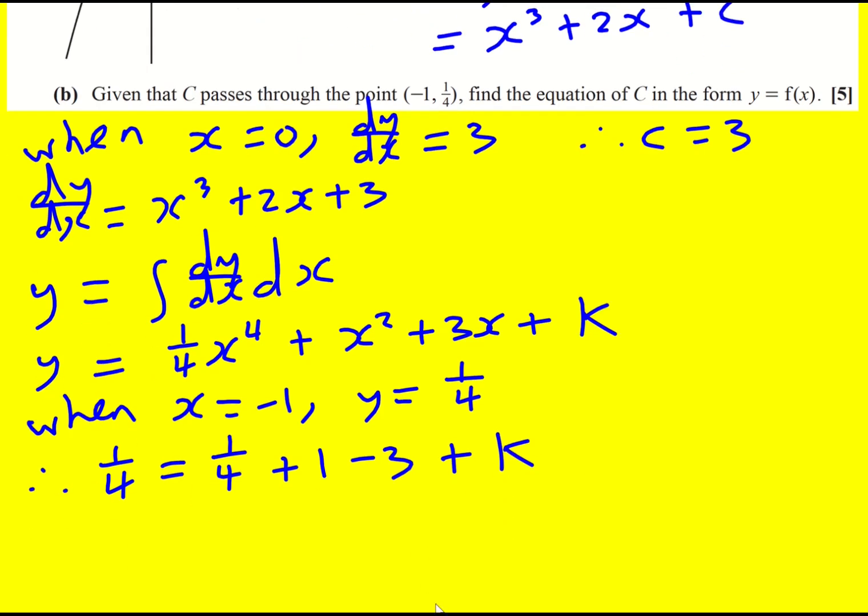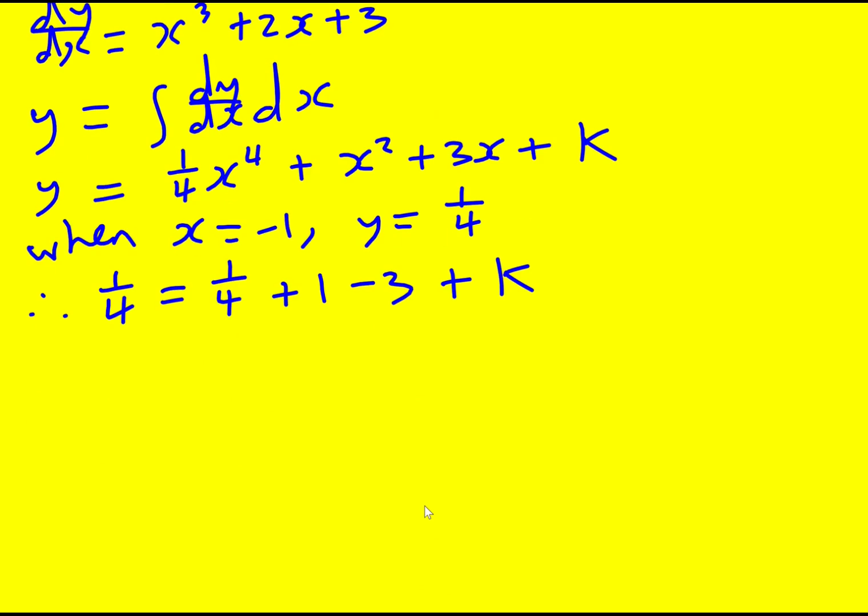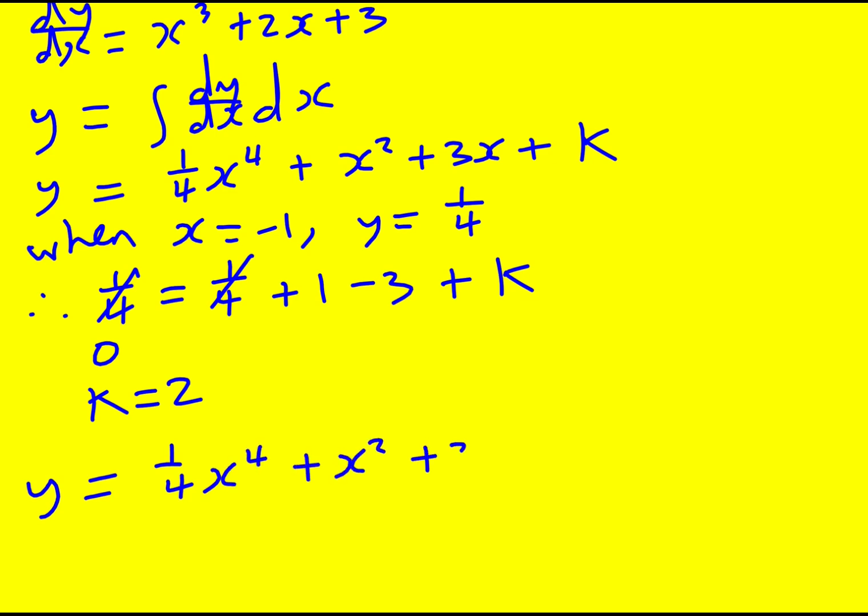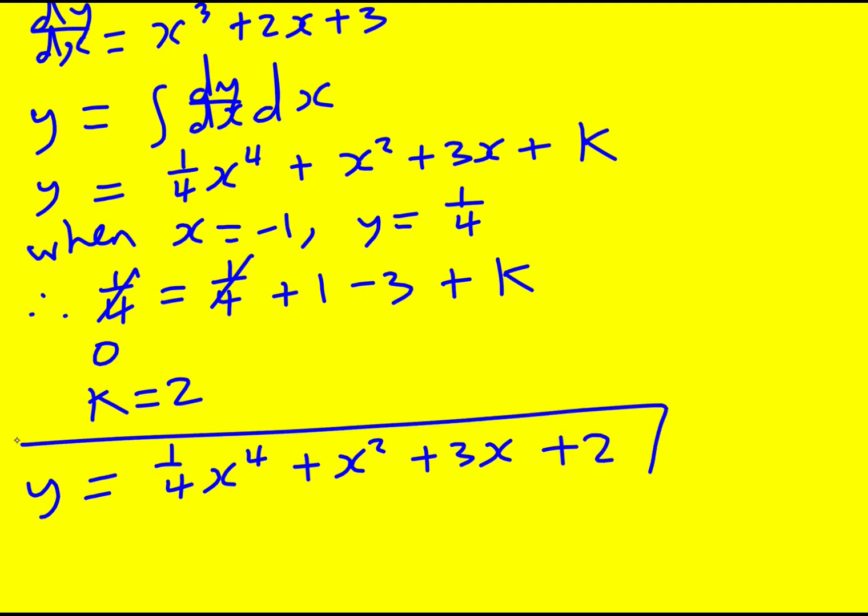Of course, you can use your calculator as needed here. These are actually going to cancel, so I'm going to get 0. So this is going to give me -2, and therefore k is equal to 2. And my final answer is therefore y equals 1/4 x to the 4 plus x squared plus 3x plus 2. Nice.